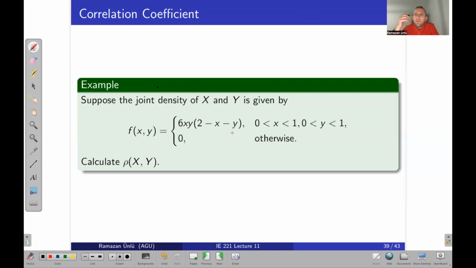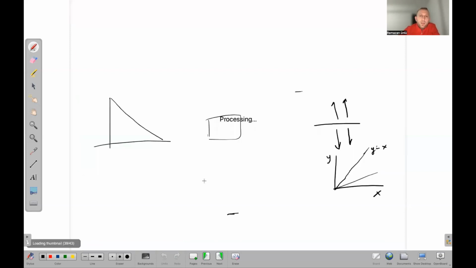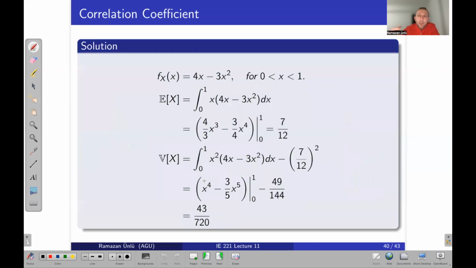Let's say if you want to reveal the marginal PDF of x, I need to fix the x and I need to integrate the joint PDF for all possible y values, okay? We did that before. You can just revisit the slides. You will end up with the marginal PDF of x, which is 4x minus 3x squared, okay? And that is valid for all x between 0 and 1.